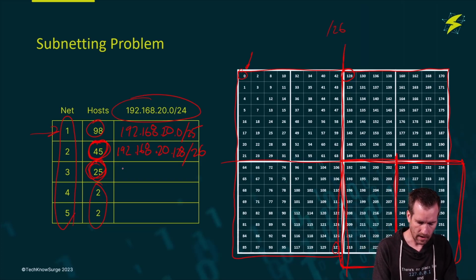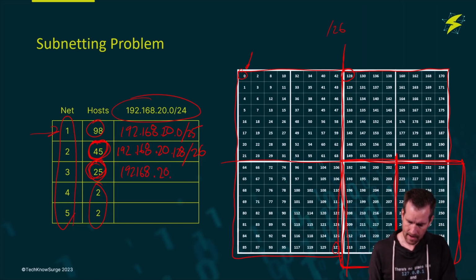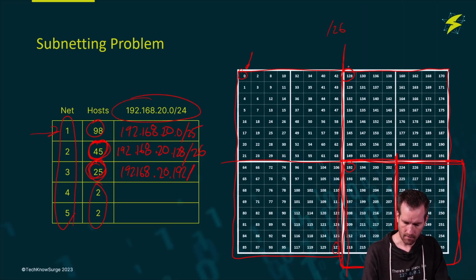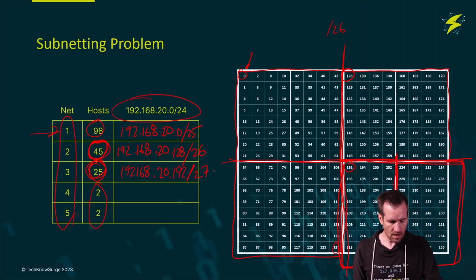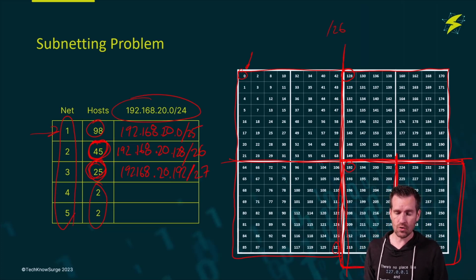So I'm going to do a 192.168.20, and this is going to start with a 192. So 192, and this will be a slash. What do we have? We have a 25, 26, 27. So /27. All right. Next, we just need 2 hosts.